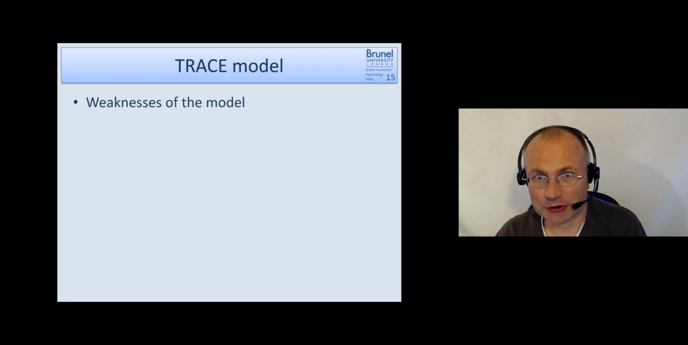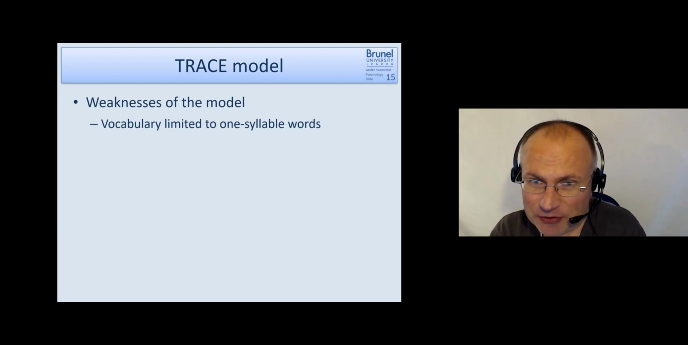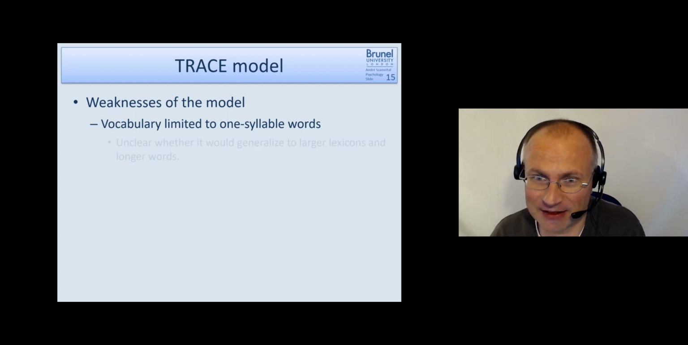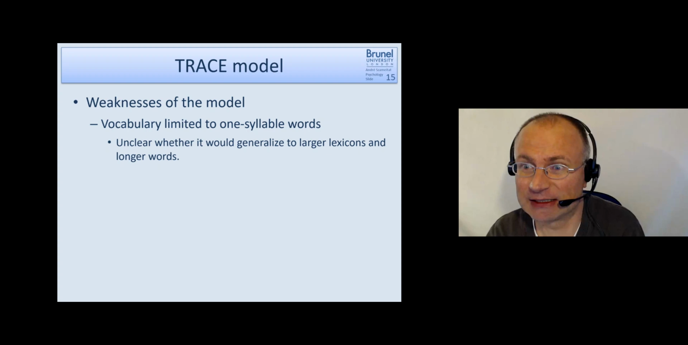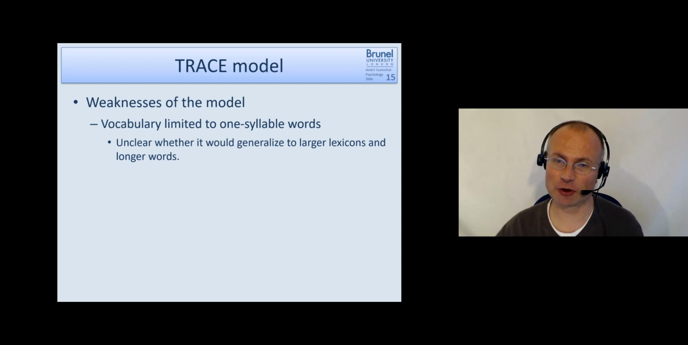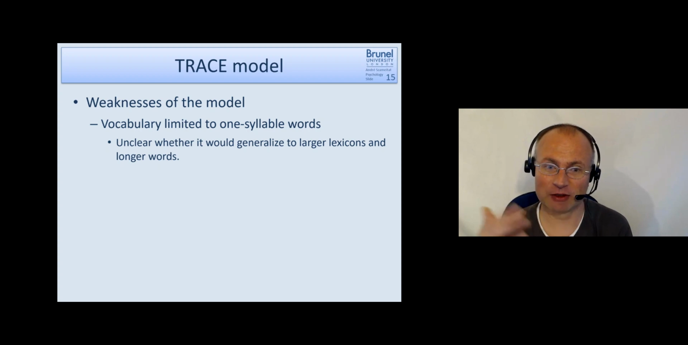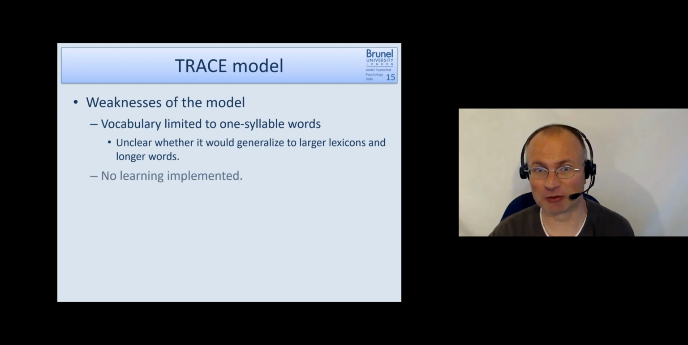But of course, as usual, there are weaknesses of the model. As I already said a couple of times, the vocabulary is limited to one-syllable words. The crucial point is that there are certain considerations which say that it's really unclear and actually questionable whether it would generalize to larger lexicons and longer words. There are certain limitations in the concept of this type of models, which may cast doubt on that. So it's not simply a matter of programming a little bit more and then it will naturally go to 2 or 3 syllable words. There may actually be problems coming up.